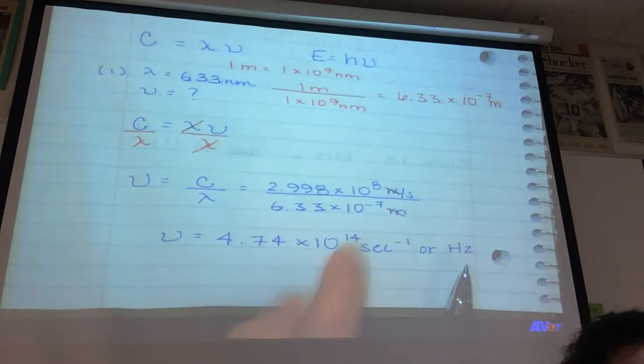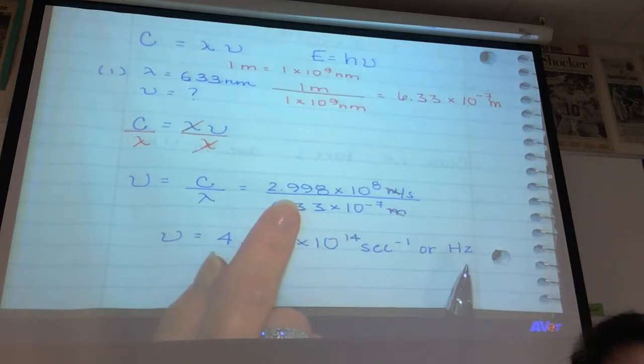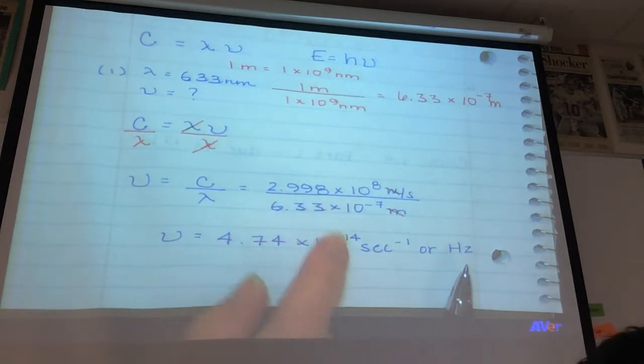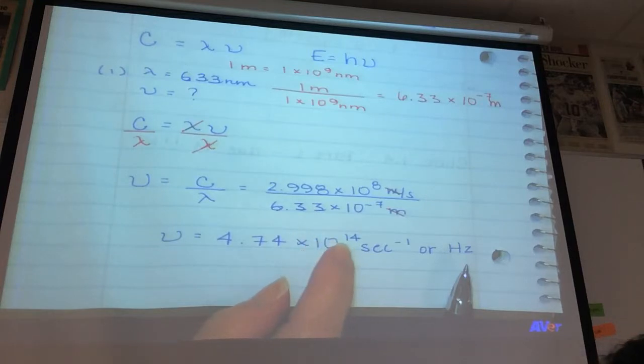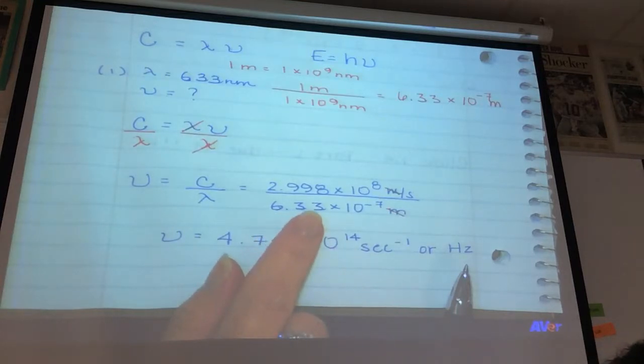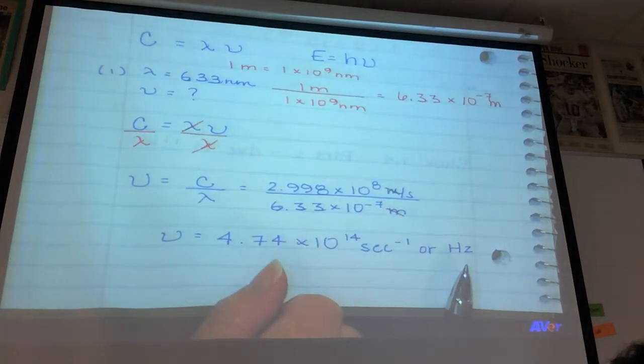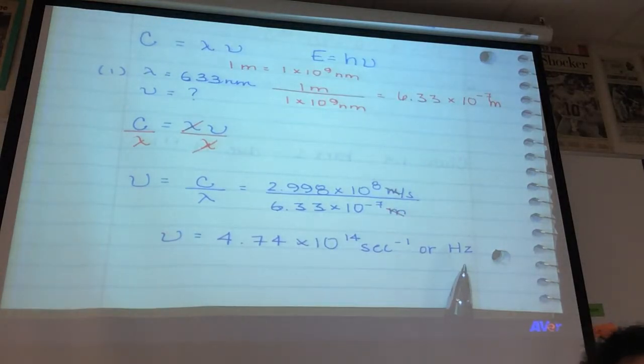On this calculator, I got 10 to the 11. So in your calculator, you want to punch the following: 2.998 EE8 divided by 6.33 EE negative 7 equals. Remember, instead of the times 10, you're using the EE button. So you're not hitting times and you're not hitting 10, you're just hitting the EE button.